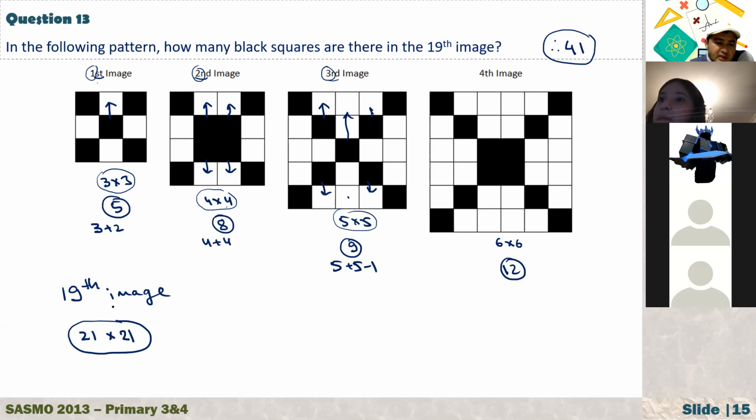But in the 19th image, we have a 21 by 21 square. It is an odd number. So now how many black squares do we have then? The number of black squares will be equal to what? 21 plus 21, because it is an odd number, minus 1, which is equal to 40.